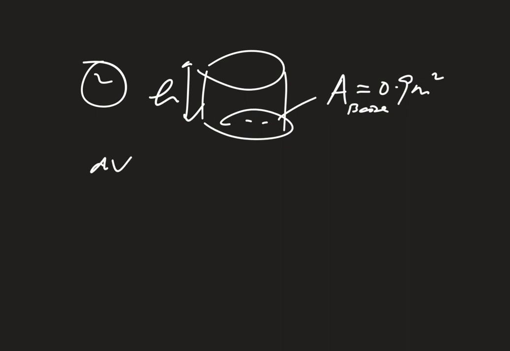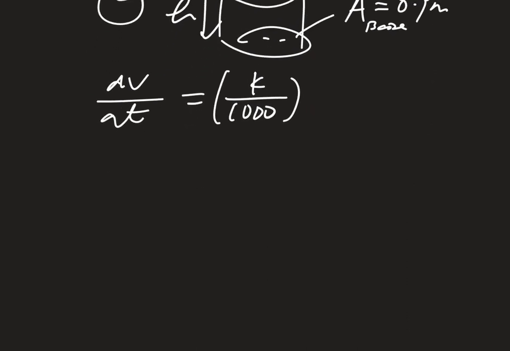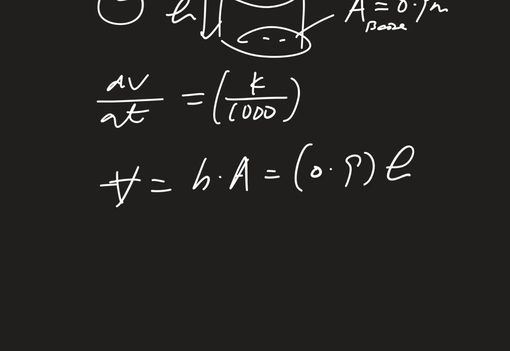So the rate of change of the volume going into the container is k divided by 1000 per second, and the container is filled in 72 seconds. Show that k equals 12.5 h. The volume itself is h times A, which is 0.9 h. Since it's filled in 72 seconds, the rate is a constant.